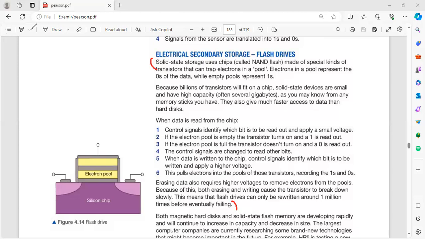Yes, Taha, have you done? No, sir. Slowly, this means the flash drive only can be returned on one finger before eventually falling. Done, sir. Okay, you understand? Yes, sir. Okay. That's all for today.